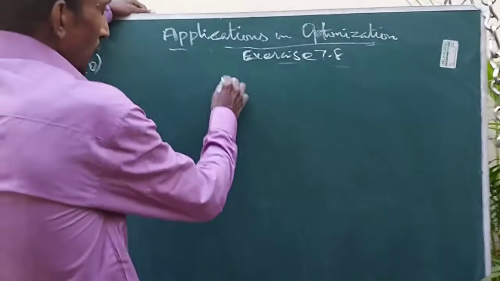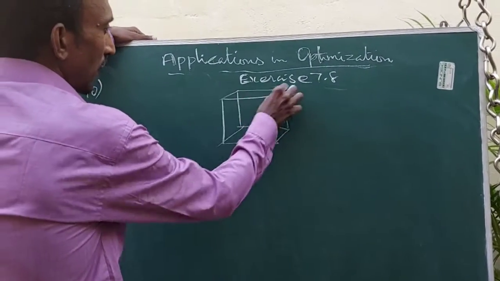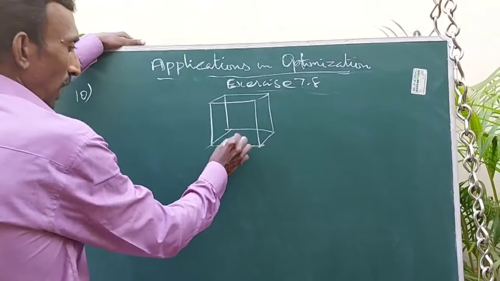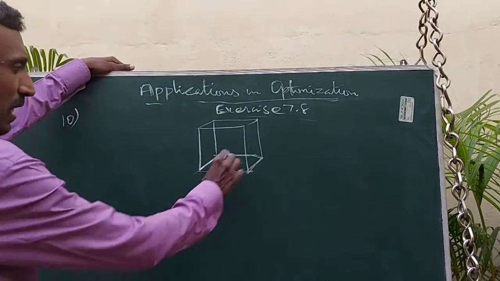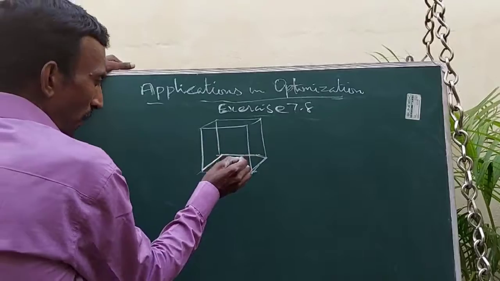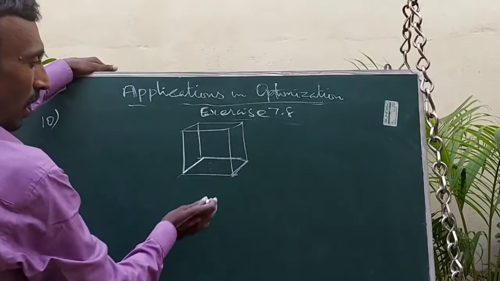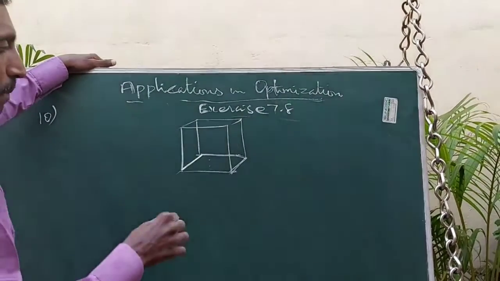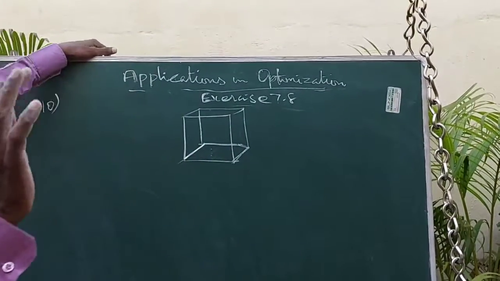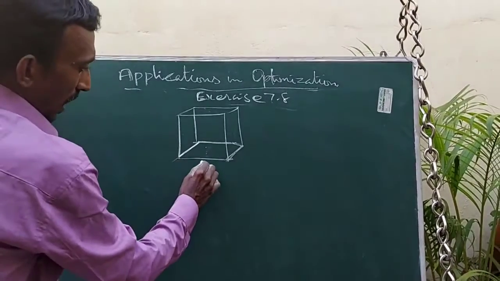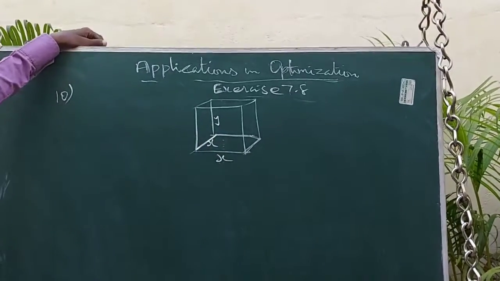Listen, my dear student. So think of a cuboid, a three-dimensional figure. Here the base of the box is a square. Base square means automatically top also square. A box has six faces. Among the six faces, top and bottom are square. Remaining four faces are rectangles. So if we consider the side of the square is x, the other side is also x, and we can fix the height as y. Okay.